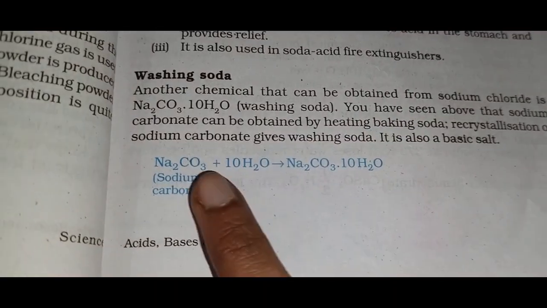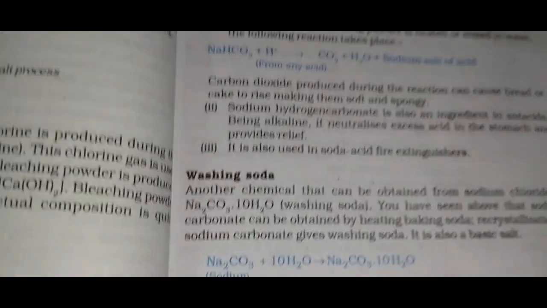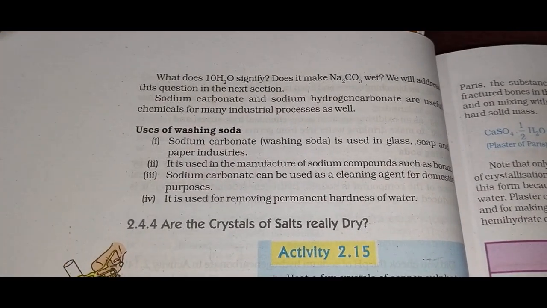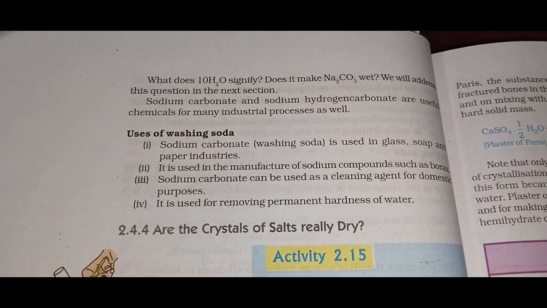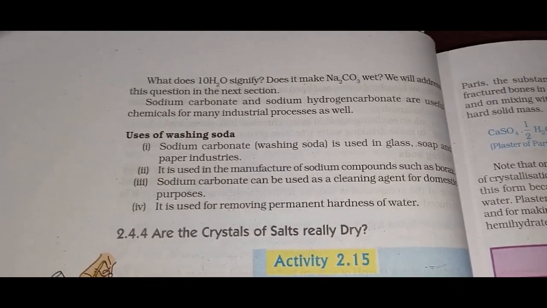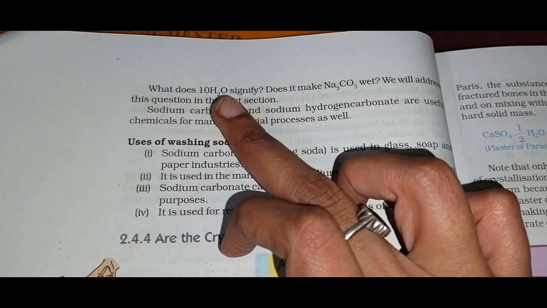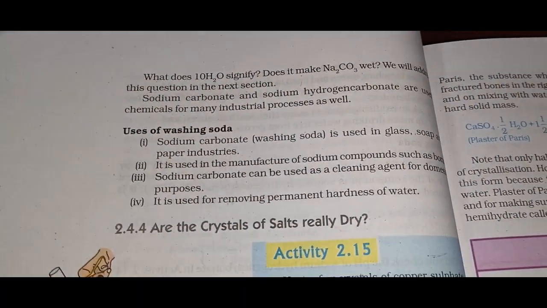What is that 10H2O? Washing soda is Na2CO3·10H2O. What does the 10H2O mean? Is it important? Yes. We will see sodium carbonate and sodium hydrogen carbonate are useful chemicals for many industrial processes also. Sodium carbonate 10H2O is necessary, and it will not make the substance wet, but the water will be hidden inside.